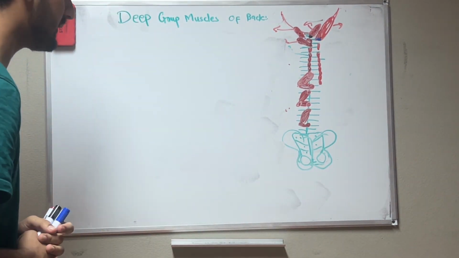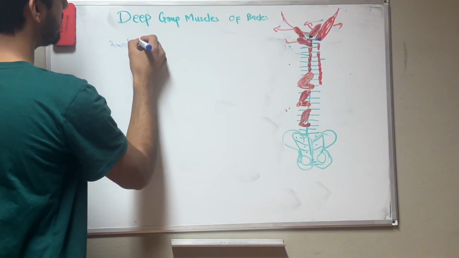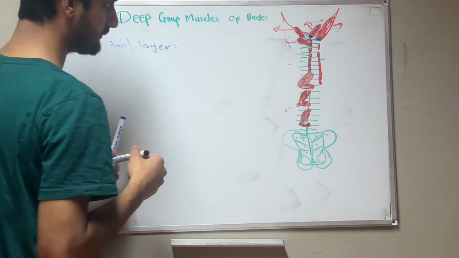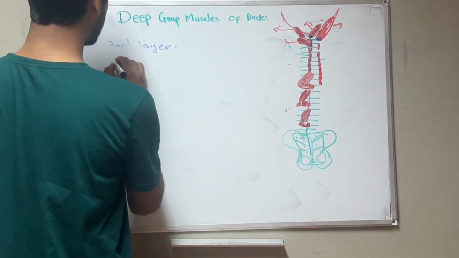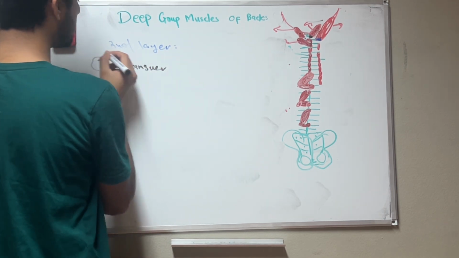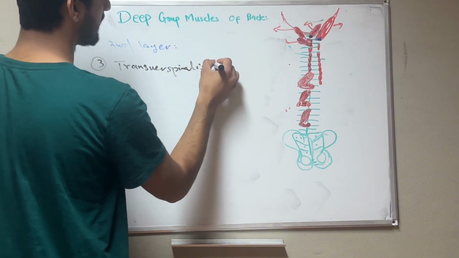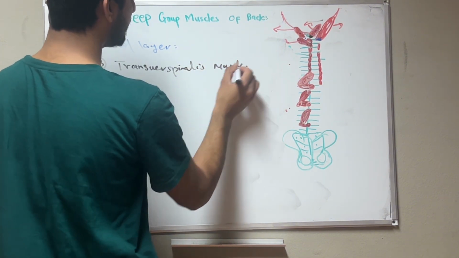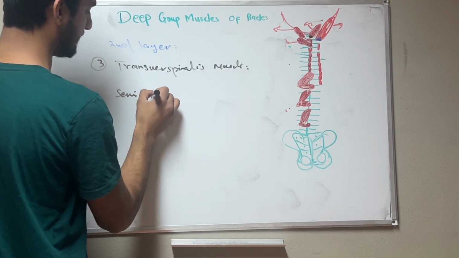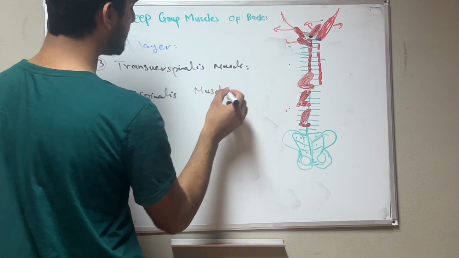The deep group of muscles of the back: we have the second layer of muscle. In the transverse spinalis muscle group, I will remind you, the third one is the transverse spinalis muscle. The first muscle we have is the semispinalis muscle, and it has three parts.